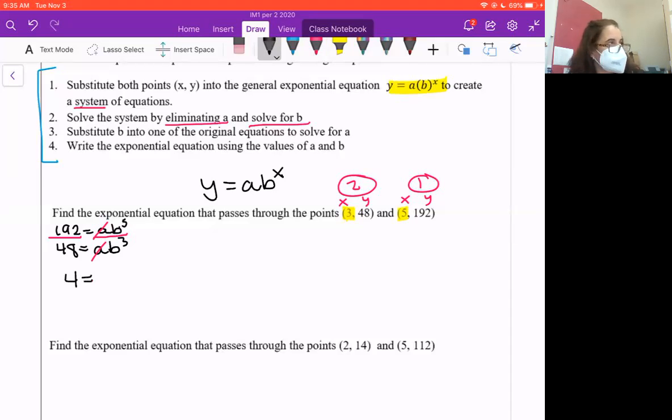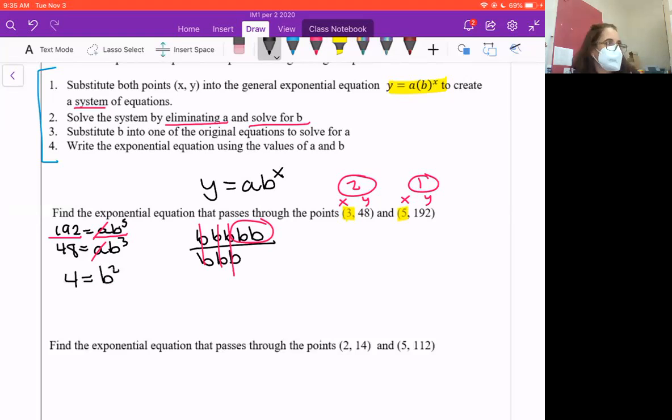Now I have to divide the b's. B to the 5th divided by b to the 3rd. Okay? That means I've got 5 b's on top, divided by 3 b's on the bottom. Remember, b to the 5th means 5 b's multiplied together. B to the 3rd means 3 b's multiplied together. These will cancel, these will cancel, these will cancel, and I'm left with 2 b's on the top, or b squared.